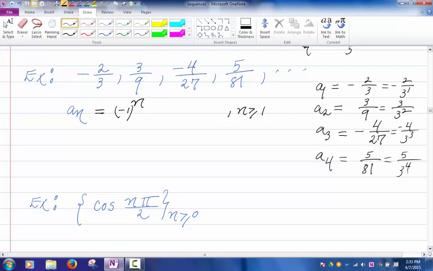Okay, let's look at A1. A1 is negative 2/3. That's the same as negative 2 over 3 to the power 1. A2 is 3/9. That's 3 over 3 squared. A3 is negative 4/27. That's the same as negative 4 over 3 cubed. A4 is 5/81. That's the same as 5 over 3 to the 4. Okay, let's now look at the relationship between the index and the numerator and the denominator. What's the relationship between the index and the numerator?